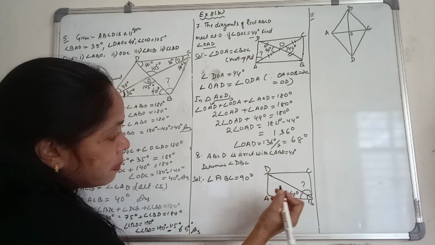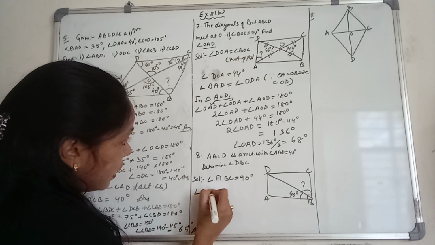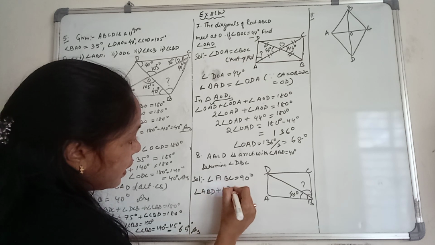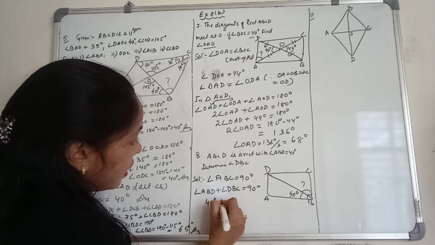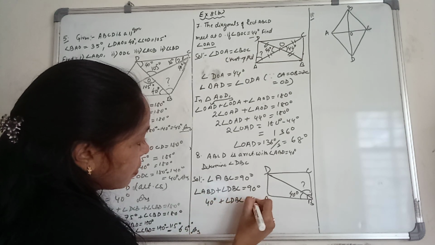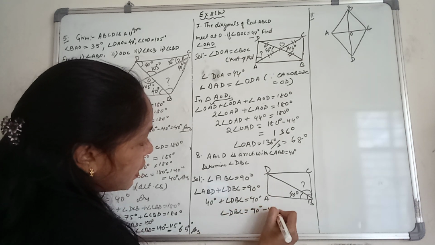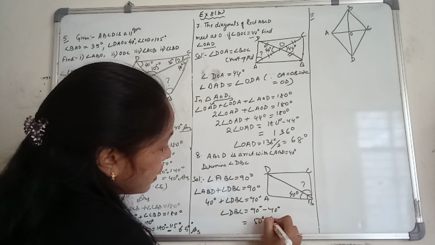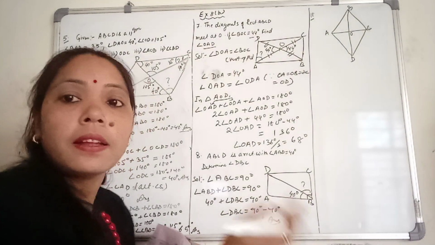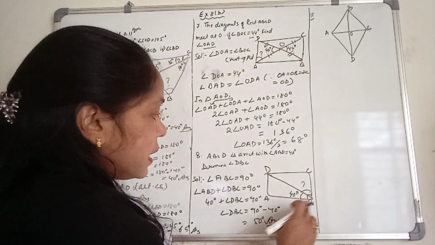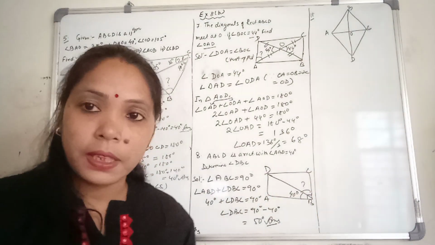Now angle ABC is made of two angles, that is angle ABD plus angle DBC, which is equal to 90 degree. ABD is given as 40 degree, plus angle DBC equals 90 degree. So angle DBC is equal to 90 degree minus 40 degree, which is equal to 50 degree. This is your answer. Just make this angle 90 degree and split it into two angles, angle ABD plus angle DBC.